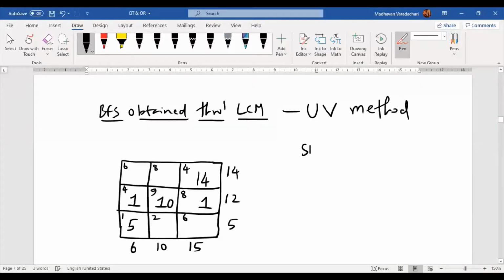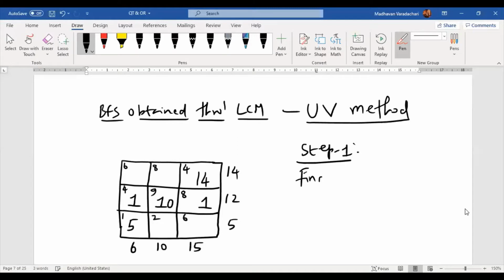Step 1. You need to draw this once again. I didn't put those crosses. Have you noticed the only difference is that I didn't put the crosses that were there that time? I'm leaving it blank because we need to fill something here in this step of this UV method.